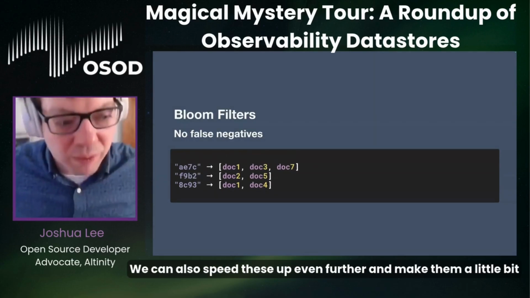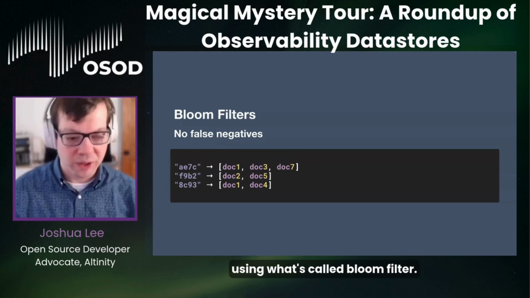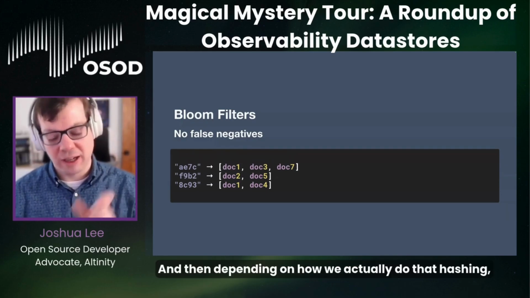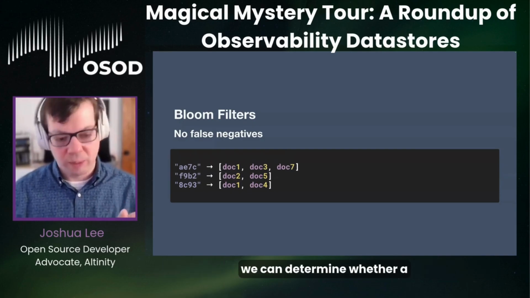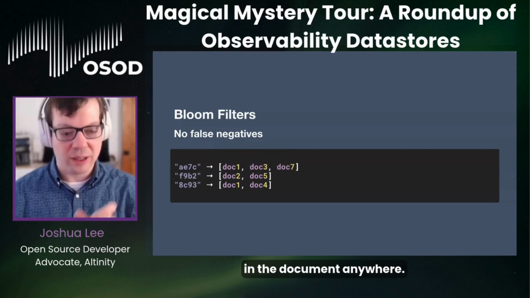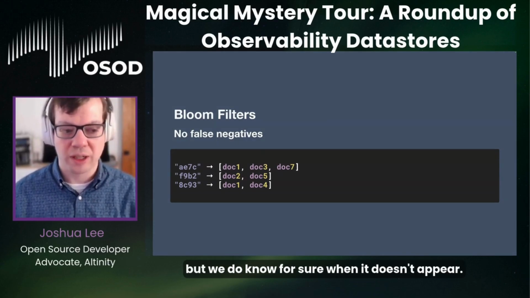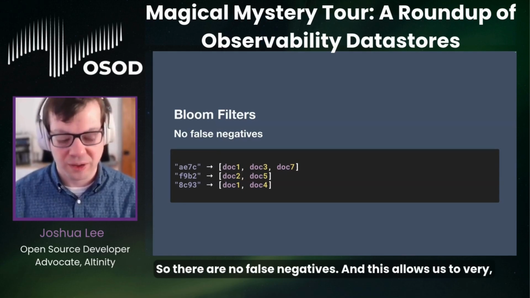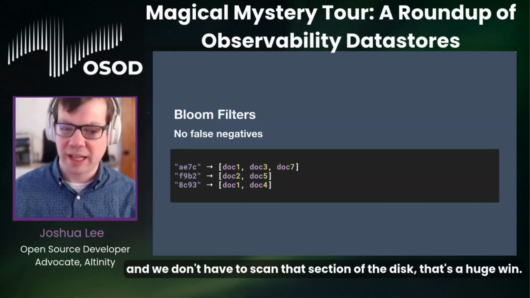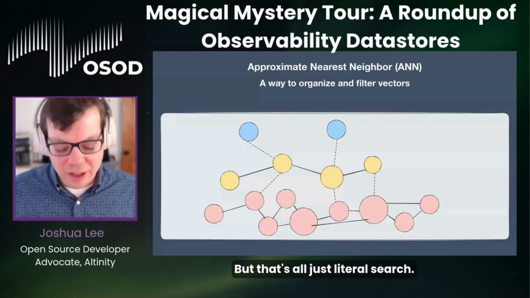We can also speed these up even further and make them a little bit more optimized, at the cost of some additional processing, using what's called a Bloom filter. A Bloom filter hashes the content of the data, and depending on how we do that hashing, we can determine whether a specific sequence of words appears in the document anywhere. Now, we don't know for sure if it does appear, but we do know for sure when it doesn't appear. So there are no false negatives, and this allows us to very quickly skip entire sections of data. If they're stored on disk, we don't have to scan that section of the disk, and that's a huge win. But that's all just literal search.